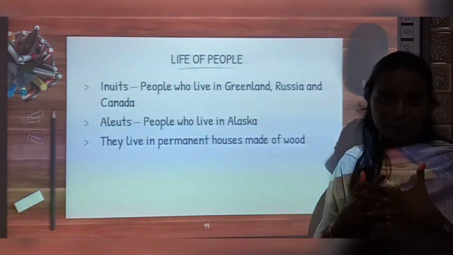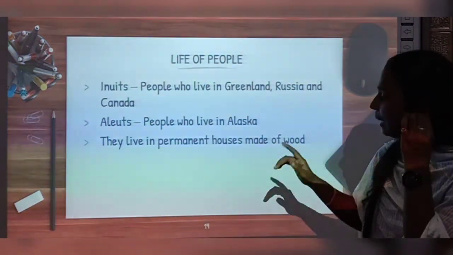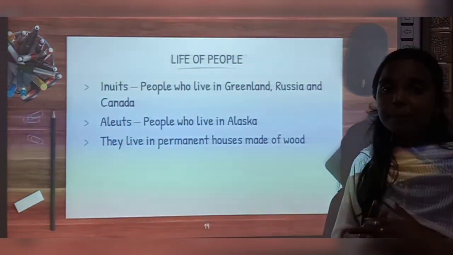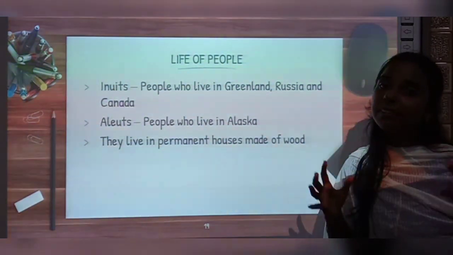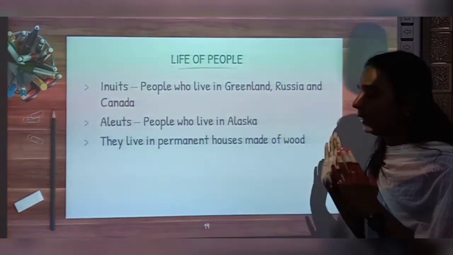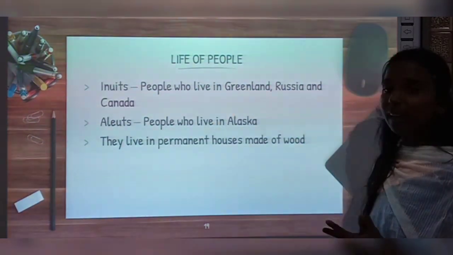Now we are having our home, that is our permanent home, right? And it is made of bricks. In the same way, they will also live in permanent houses that are made of wood, okay? But in desert, we have seen they will live in temporary houses, right? Simply they will make a tent and live there. But here, the people will live in permanent houses that are made of wood, okay?